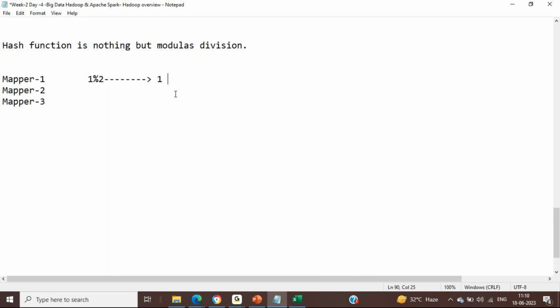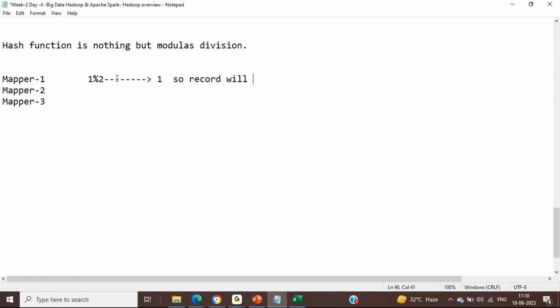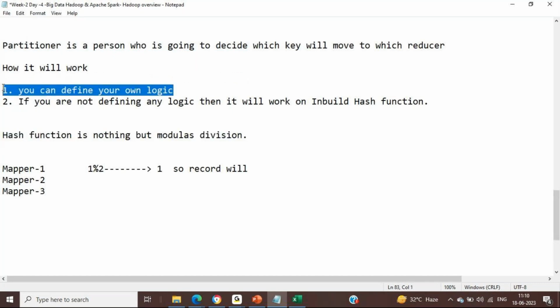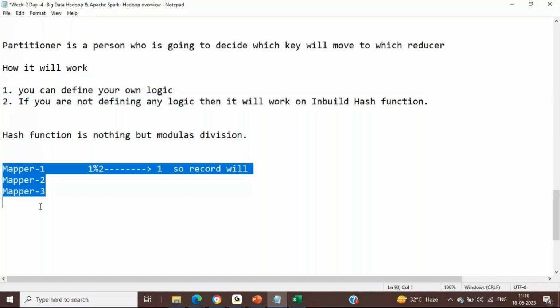We can define whatever logic we require. But I'm just giving you the insight into how the hash function will work. You can define your own logic, that is perfectly fine, but if you are not defining any logic, then the hash function will work. And the hash function is nothing but modulus division.